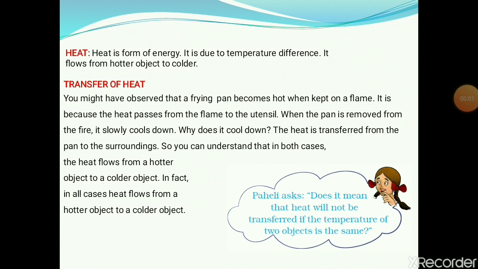Heat. Heat is a form of energy. It is due to temperature difference. It flows from hotter object to colder object.